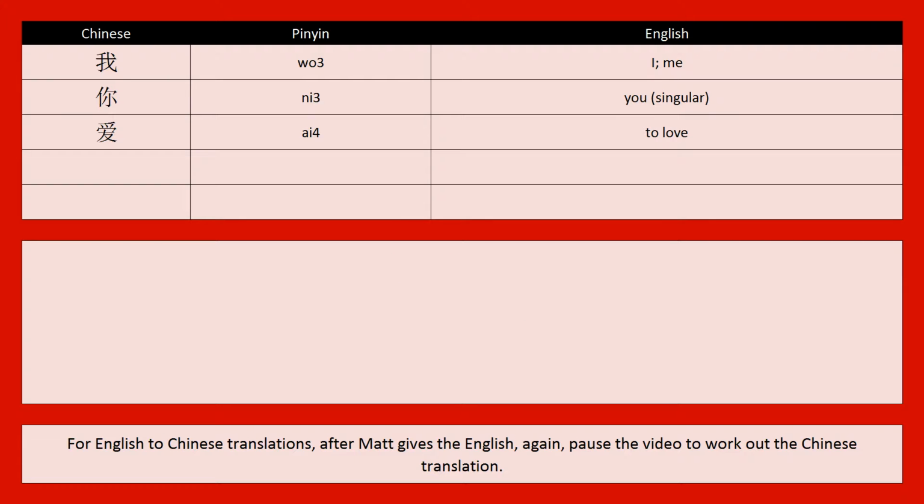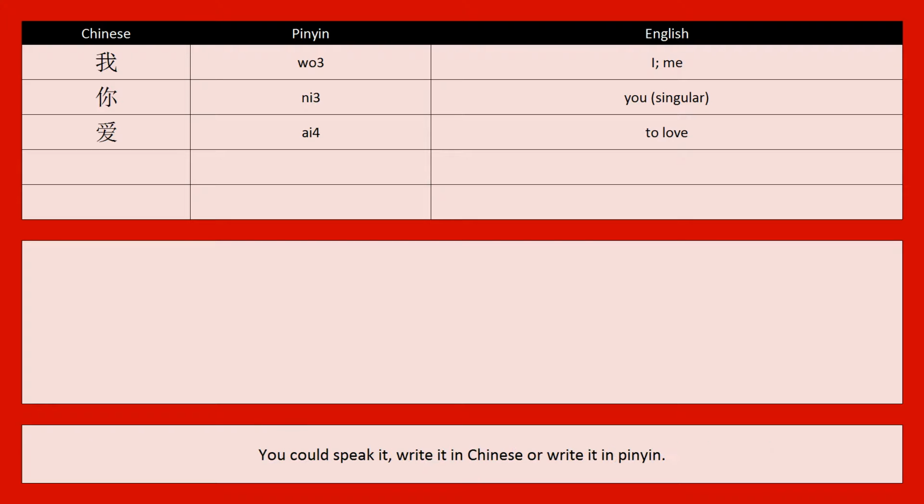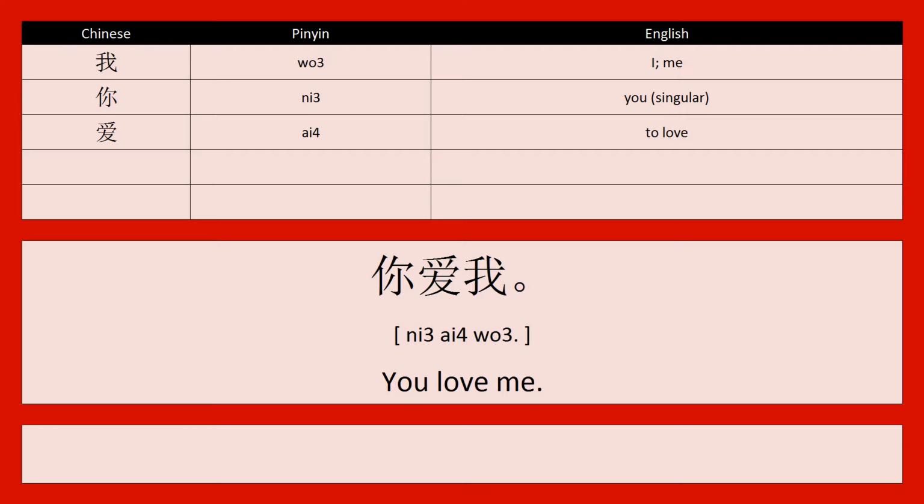For English to Chinese translations, after Matt gives the English, again pause the video to work out the Chinese translation. You could speak it, write it in Chinese, or write it in pinyin. Our second translation. You love me. 你爱我. 你爱我.